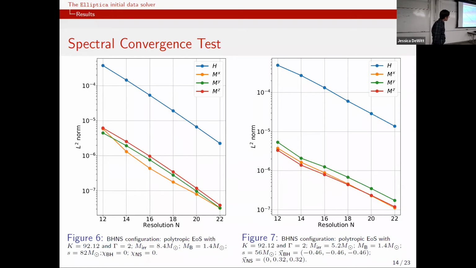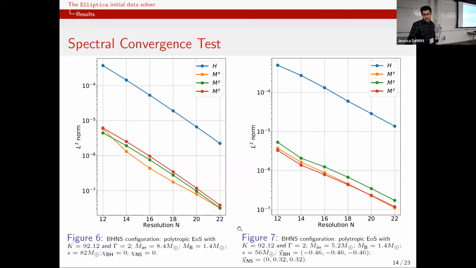Here on the left side, in figure 6, I'm showing the Hamiltonian and momentum constraints for a configuration described in the caption of the figure, which has a black hole with a specific mass, a baryonic mass of 1.4 for the neutron star, with zero spin and a polytropic equation of state, with a specific distance between the two. On the y-axis, I'm showing the L2 norm of this constraint, and the x-axis shows the resolution. As you can see, as I increase the resolution, the constraint goes down exponentially.